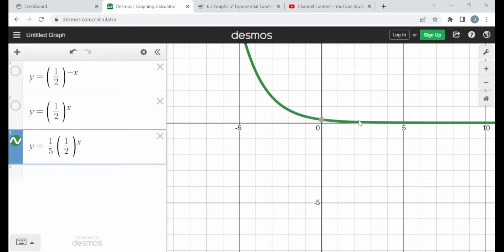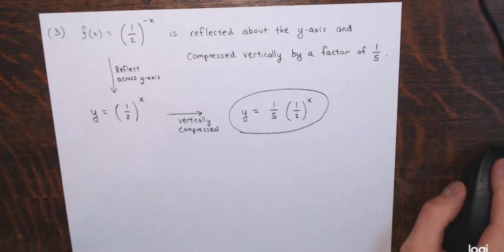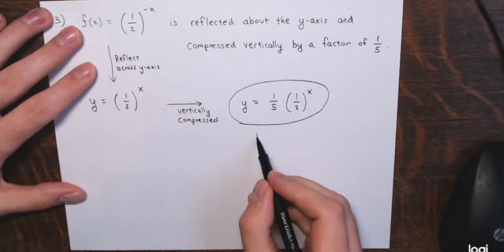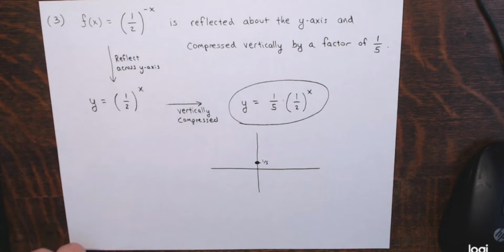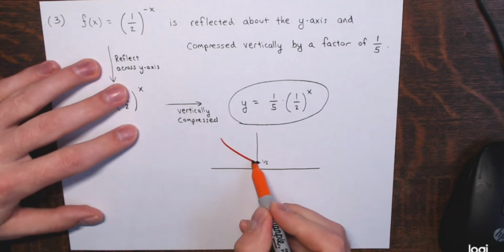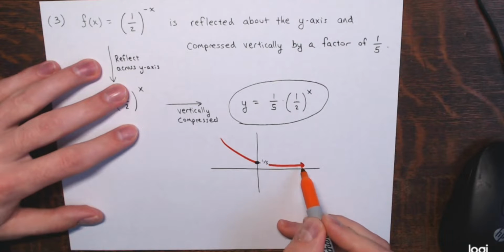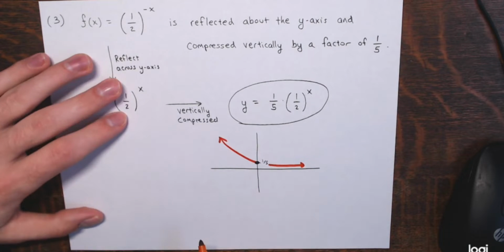Domain is all real numbers. I didn't reflect it across the x-axis. I didn't move it up or down. So the range is still all positive numbers, just like your basic exponentials. And the x-axis is the horizontal asymptote here. So again, a quick sketch of this final graph. So there's 1/5 for the y-intercept, and it was a decreasing function, and had the x-axis as an asymptote when it was approaching the x-axis to the right, but not actually touching it.